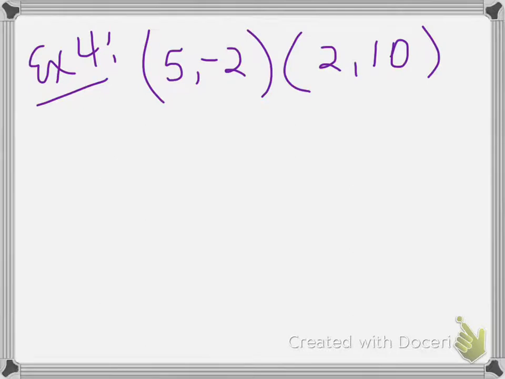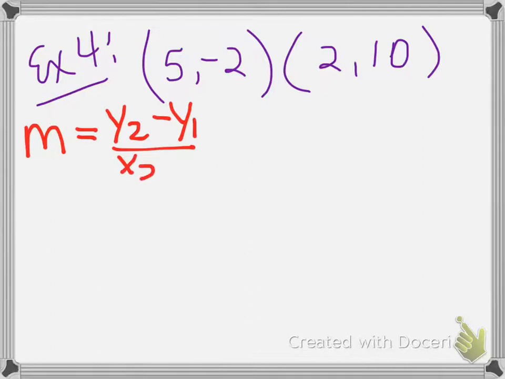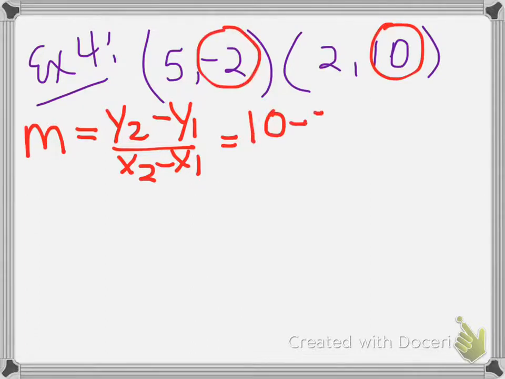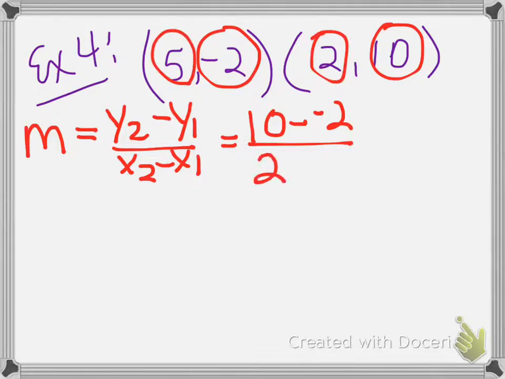Okay, what if you're given 2 points and you don't even know what the slope is? Well, then you have to start with your slope formula that we did in the last video. And when I plug that in, I'm going to have 10 minus -2 over 2 minus 5. When I have two negatives, they become plus plus. 10 plus 2 is 12. 2 minus 5 is -3. So my slope is -4.